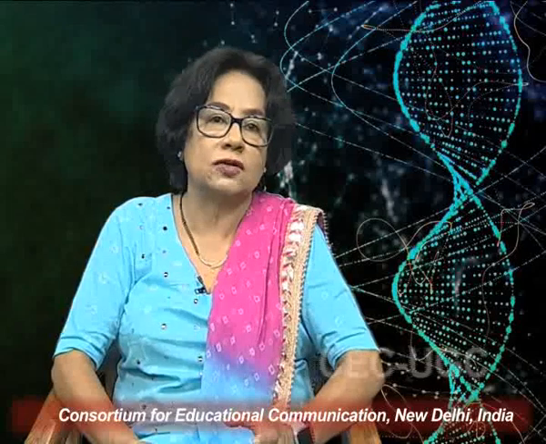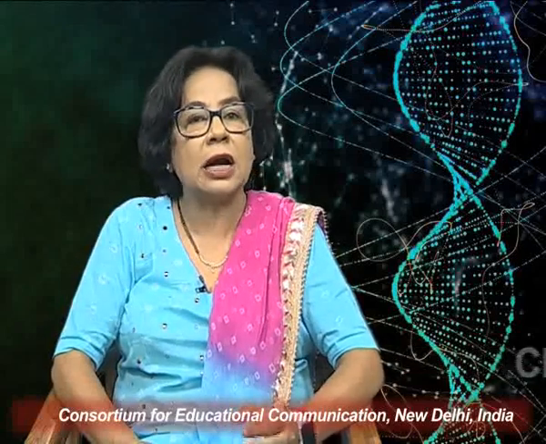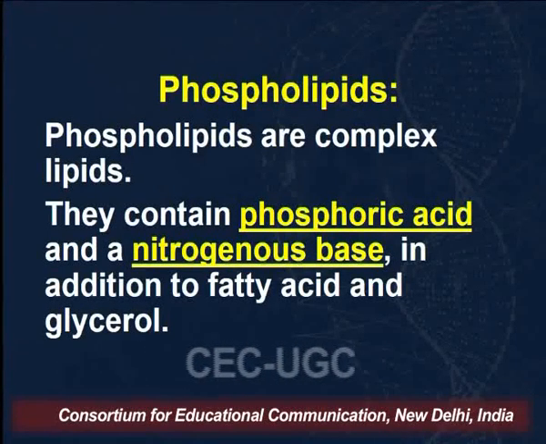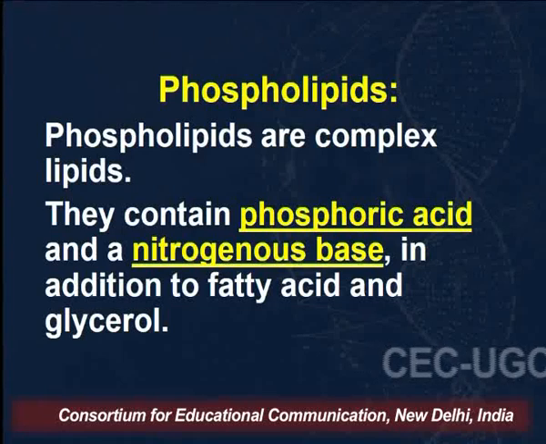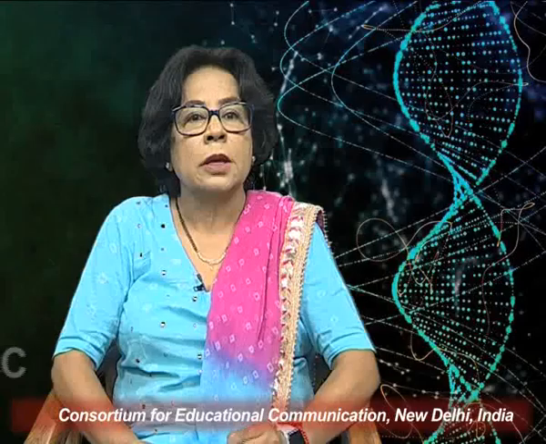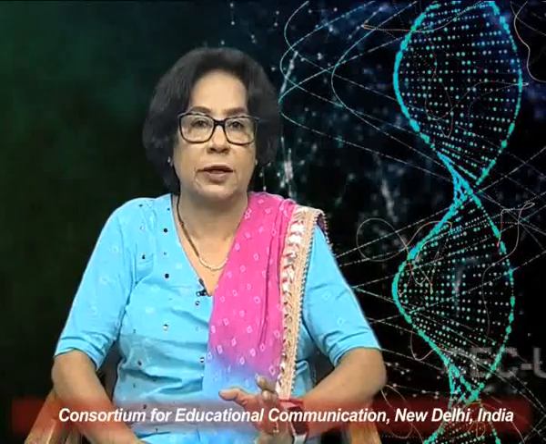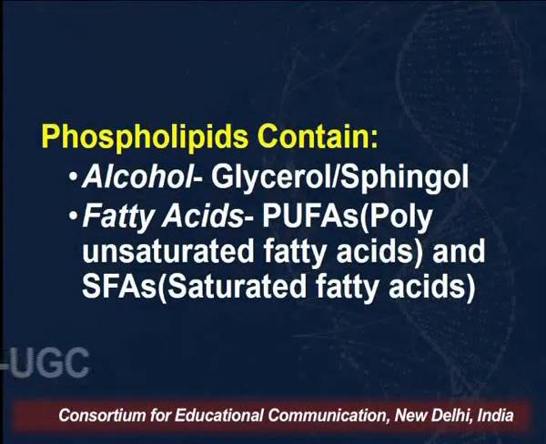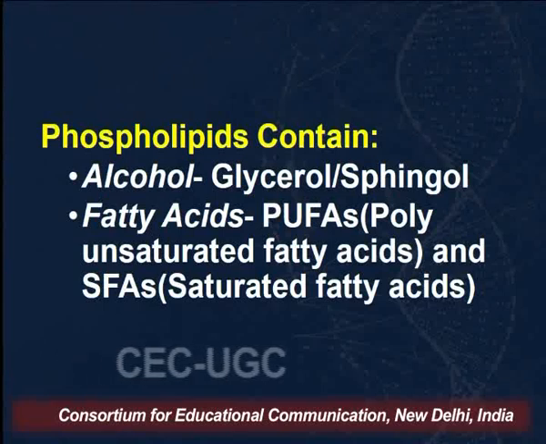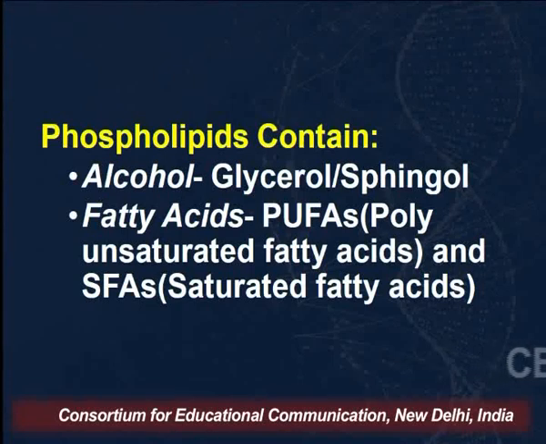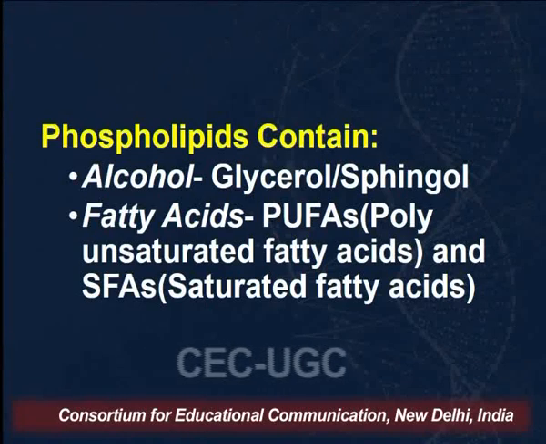What are phospholipids? As I've said, they are complex lipids and they will contain phosphoric acid and a nitrogenous base in addition to fatty acid and glycerol. So what we mean here is that the alcohol molecule in a phospholipid may be a glycerol molecule or a sphingol or a sphingosine molecule. This molecule, that is the glycerol molecule or the sphingosine molecule, is the central molecule of phospholipids.